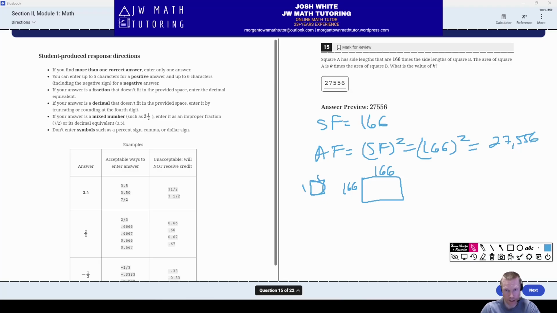Okay, what are the areas of each? Well, the area of this is 1. The area of this is 27,556. The area of square A, which is the larger one, is how many times the area of square B? Well, 27,556 is 27,556 times 1. So therefore, k is just going to equal that number. So that's an alternate way you could think about this if you're not familiar with scale factor and area factor and how they're related.